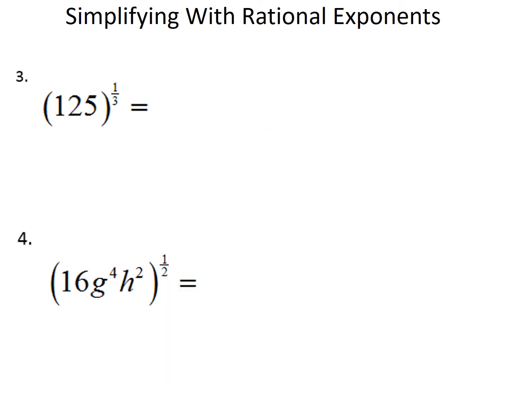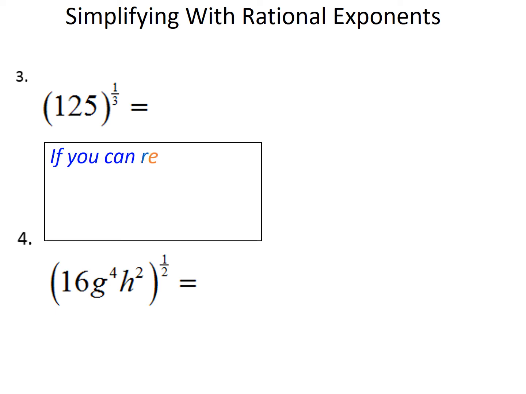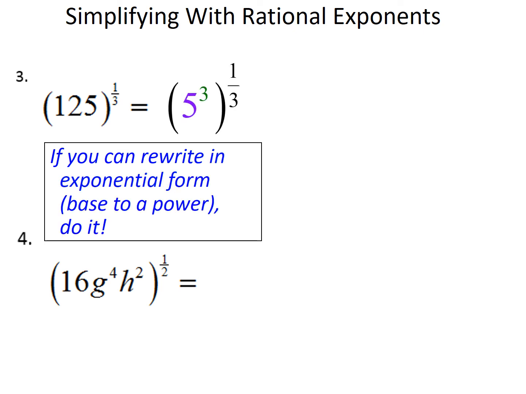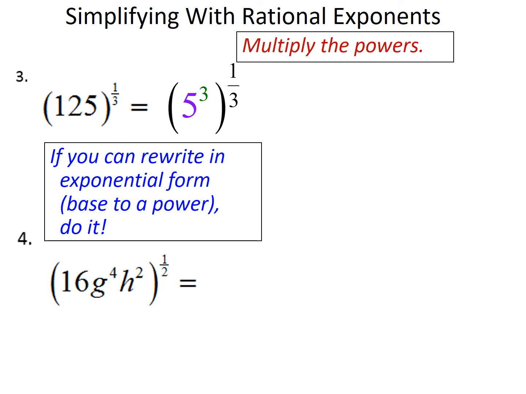Simplifying with rational exponents. 125 to the 1/3 power. If you can rewrite in exponential form, do it. I rewrite 125 as 5 to the 3rd power, all raised to the 1/3 power. Now, when we have power to a power, we definitely multiply. So this is going to be 5 raised to the 3 over 3 power, which is 5. 3 over 3 is 1, 5 to the 1st power.